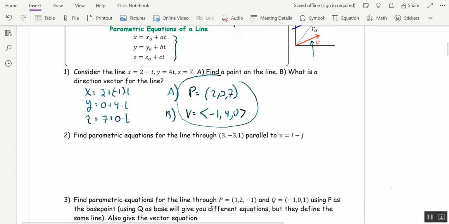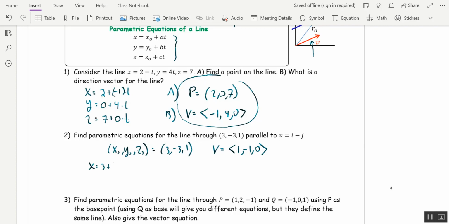Okay, next one, find parametric equations for the line through this point parallel to this vector. So our x naught, y naught, z naught is given as 3, -3, 1. And actually our direction vector is also given. If our line is parallel to v, then that will be the direction vector of our line. So v is going to be 1, -1, 0. I'm writing that in component form. I think it's easier. And then our three equations are x equals 3 plus t, y equals -3 minus t, and z equal 1 plus 0t, so z equal 1.